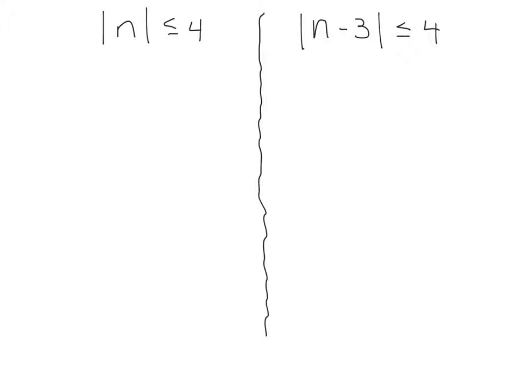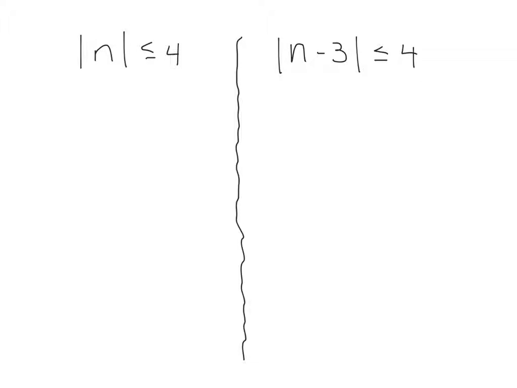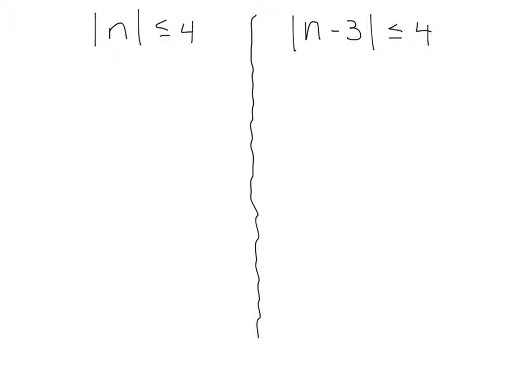So if we look at the left side, what we're saying is the absolute value of n is less than or equal to 4. What that means is if n is positive, it must be somewhere between 0 and 4. But if n is negative, it must be somewhere between 0 and -4, because if you went further negative and took the absolute value of it, it would be bigger than 4. So you can view this as n being trapped within the range of 4 and -4.